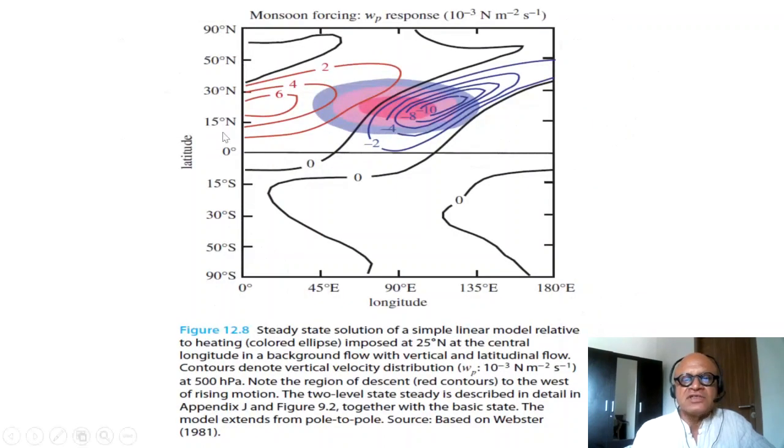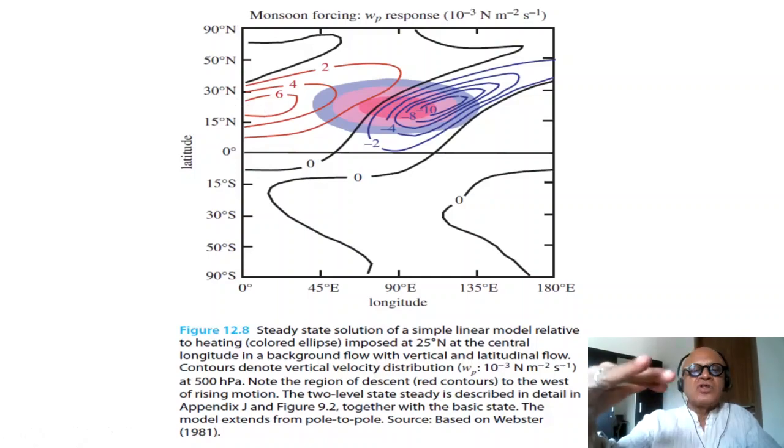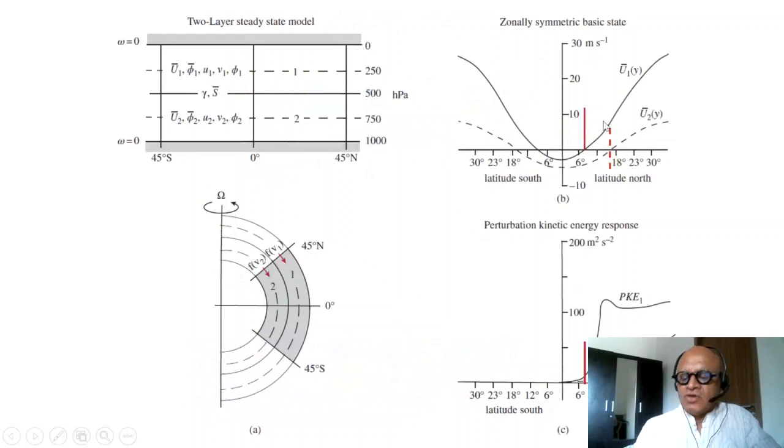The model here extends pole to pole. You can see 90 south to 90 north, and the point is that the monsoon heating influence goes quite far. Not much into the southern hemisphere, but quite far in the northern hemisphere. But this essentially confirms in a simple model that the horizontal and vertical shears are prescribed in the steady state, which is what we were looking at here.